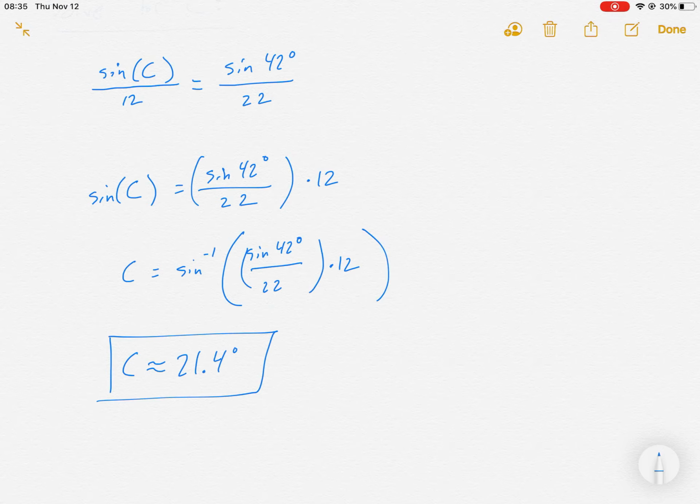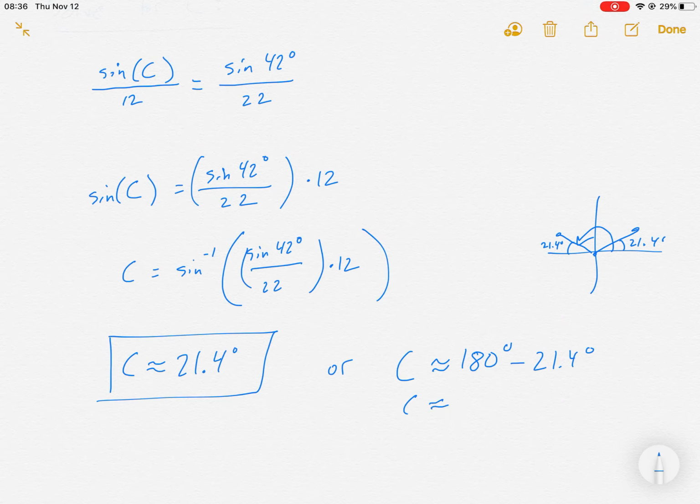Now, because this is the ambiguous case, and we just did sine inverse, we could say that C is approximately the supplement of this angle. Back when we were doing sine inverse, we said if you have sine inverse of something, it could be here, or it could be this angle. And so technically we should also figure out what this is. So C would be approximately 158.6 degrees.